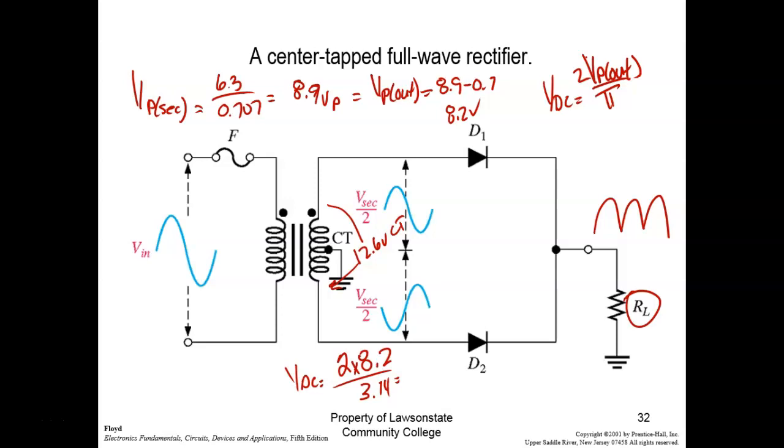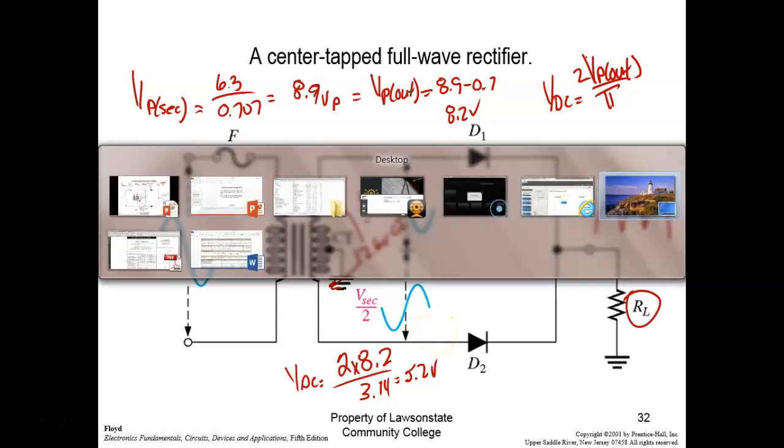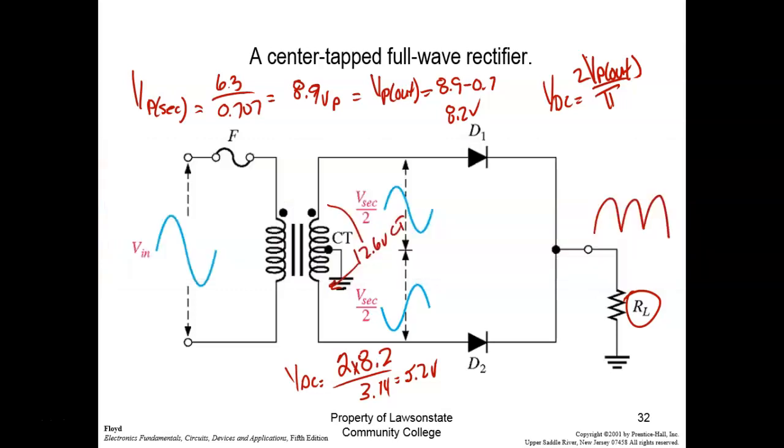What we got? 5.22. 5.2 volts. And this is DC, right? Well, what you got to understand is that when this is positive, this is negative. Okay. All right. So what would happen? This transistor, this guy here, would turn on.